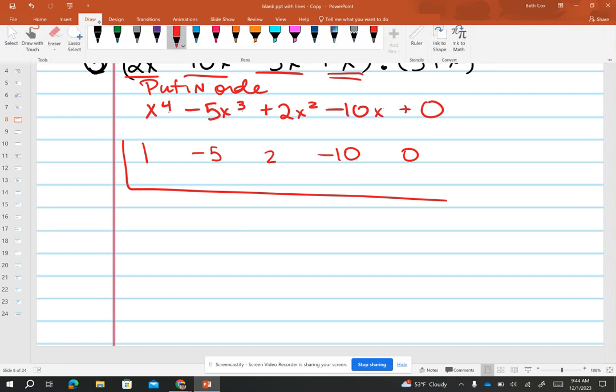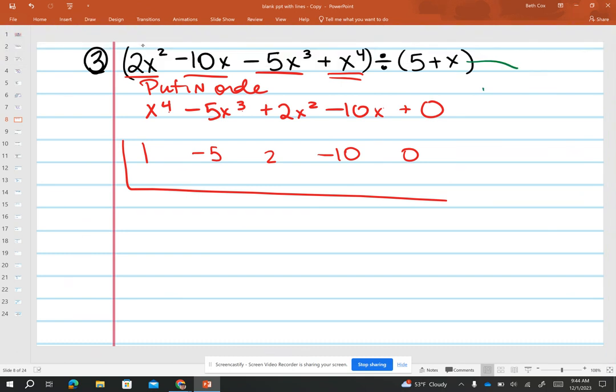Now, the second part comes from the number we divide in. This 5 plus x is the same as x plus 5. And we're going to divide by negative 5. So that negative 5 goes here. So this is what makes this particular synthetic division problem hard, which is the fact that we have to rearrange and change some signs here and there. Okay, so then we're going to bring down the first number.